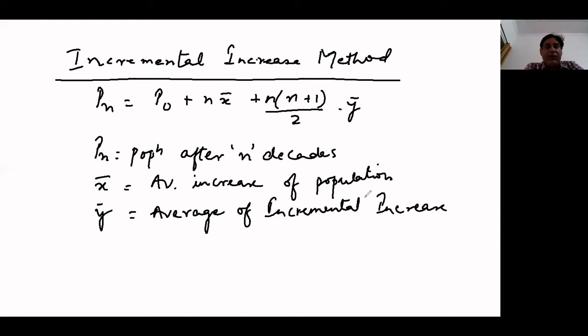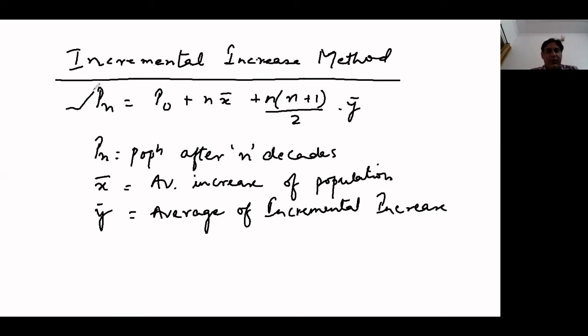As an extension of the population forecasting methods, we would study today the incremental increase method. It is just the extension of the arithmetic increase method, wherein we would also calculate the average of the incremental increase, right? This is the basic formula which is used for calculating the population after n decades.